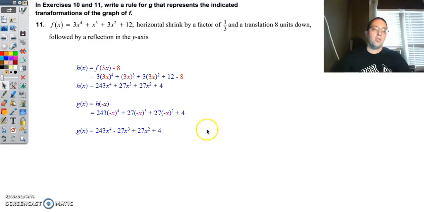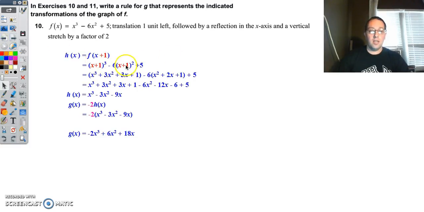Little bit tricky. The only part that's really tricky to this is you've got to plug it into every single one of the x's. That's it. Plug it into all of those x's and then expand these binomials like we did on number 10 here. Other than that, it works exactly like transforming linear or absolute value or quadratic. It doesn't matter. They all work the same way.